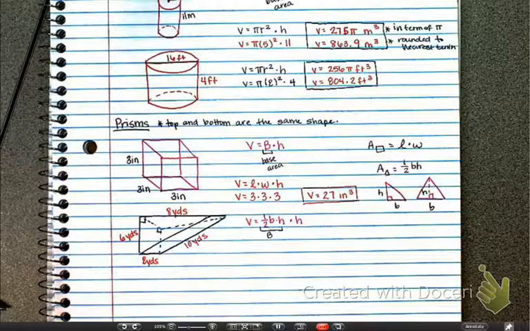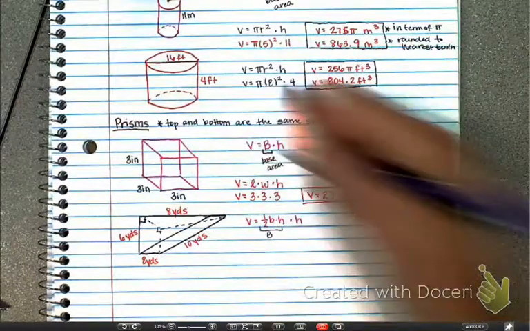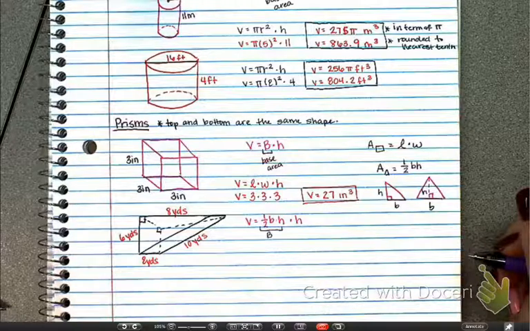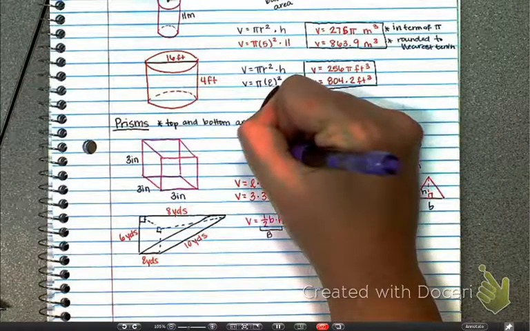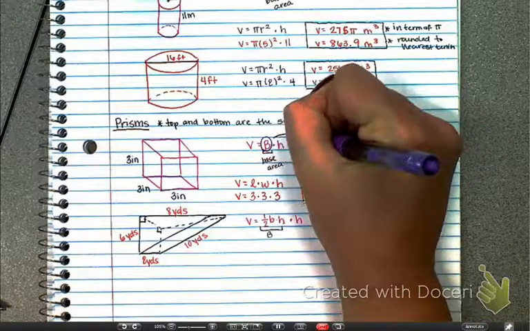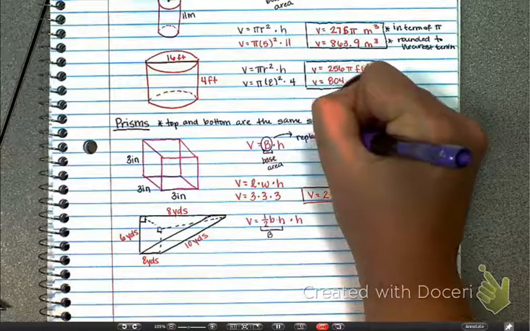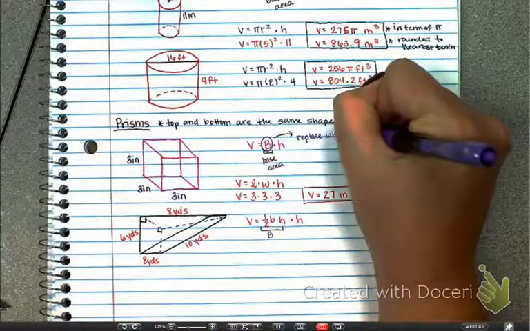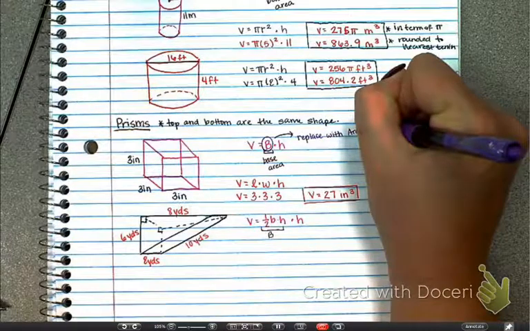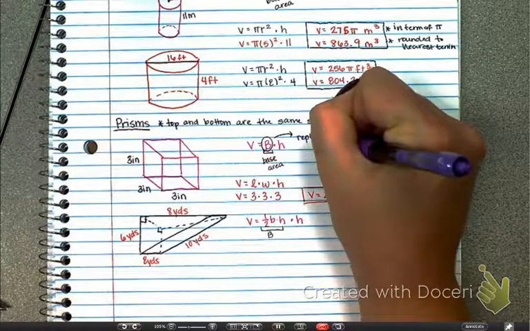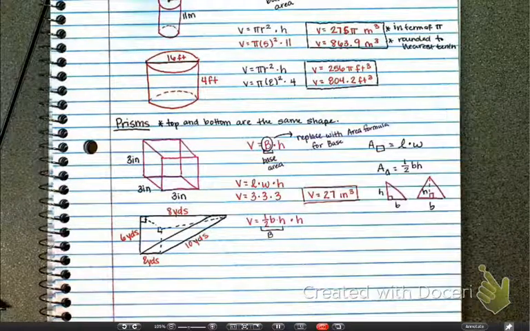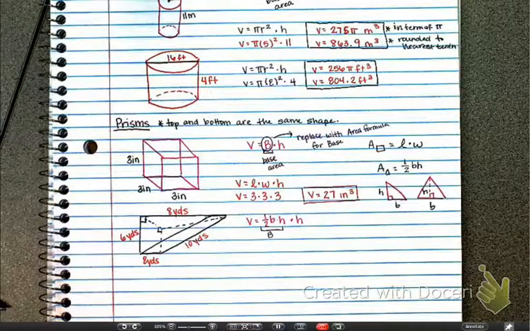So B, this B, you will always replace with the area of whatever your base is. Maybe I'll even write: replace with area formula for base. So I replace that B with the area formula for the base. In this case, it's a triangle. Are we all on the same page now?